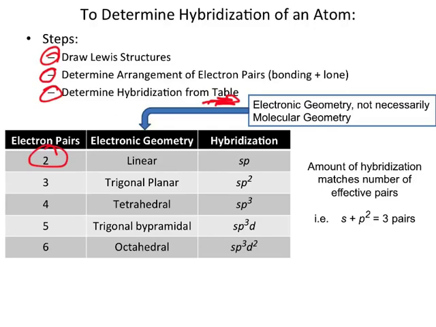If you have 2 electron pairs, you need places to put them. You're going to get that from an s and a p orbital. That makes 2. If you have 3 electron pairs, you're going to get that from an s and then 2 different p orbitals. That makes 3 total, and so on and so forth.